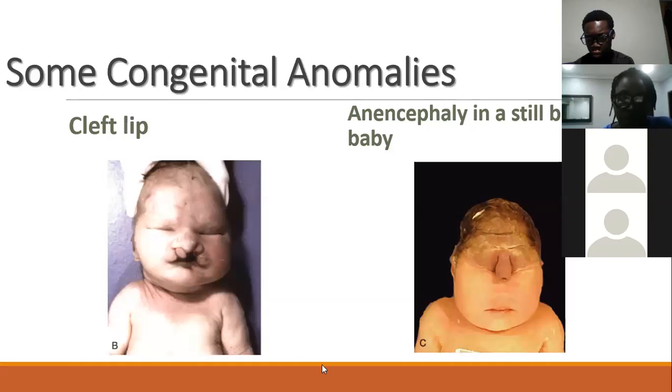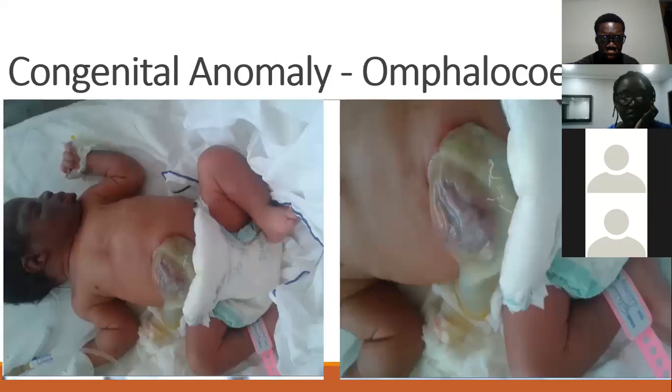Then we have cleft lip. And then this is a baby with anencephaly, no cerebrum. So the front of the brain didn't form. So you just have the brain stem. These pictures were taken in Kolebu. This is a baby with an omphalocele. That is herniation of part of the intestine and the liver through the umbilical cord.